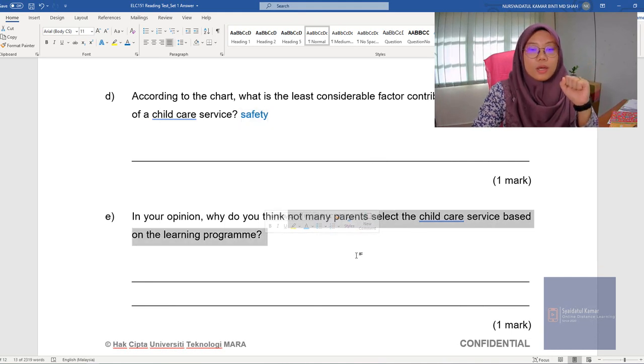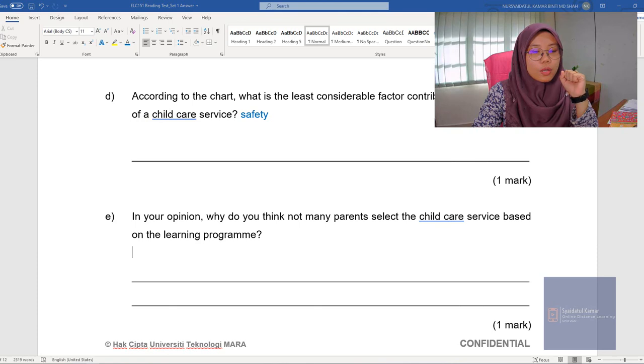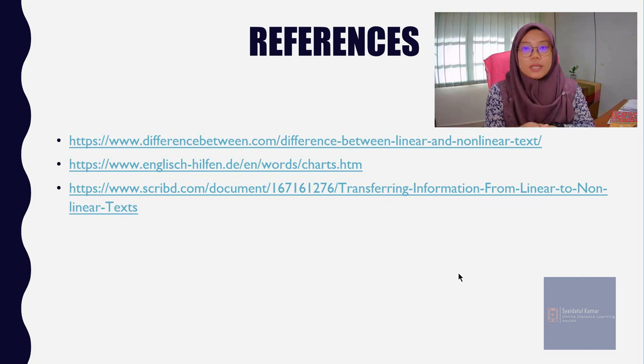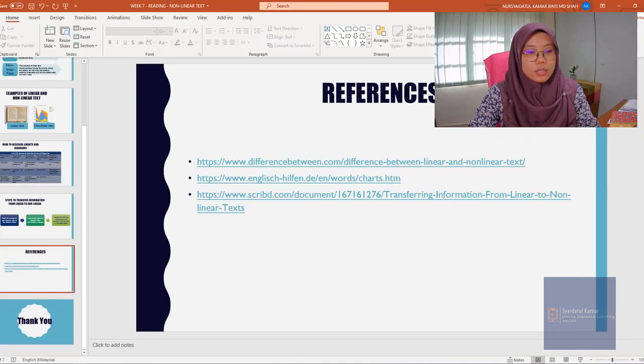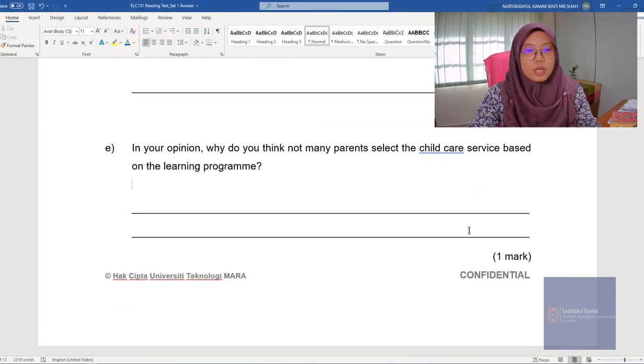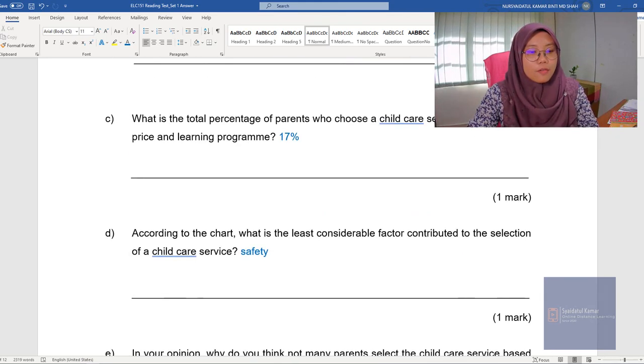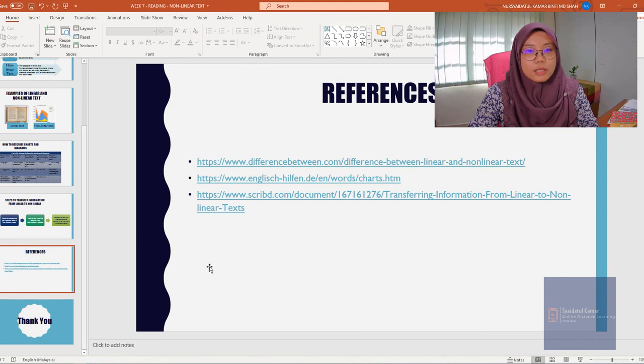Okay, so for this time around, non-linear text, if you manage to answer all of these questions together, the marks is 5. Even though it is small, it is still marks. It's going to affect your grade a lot. Alright, so I think for now that is all for non-linear text.